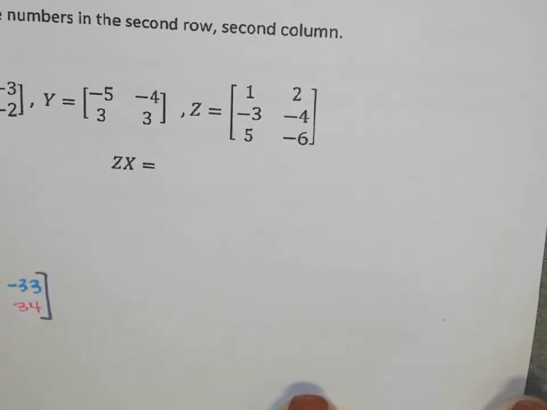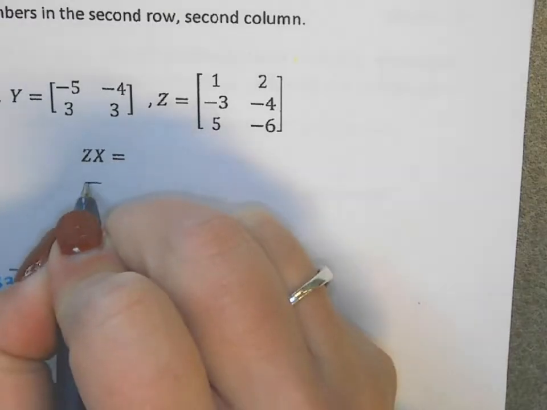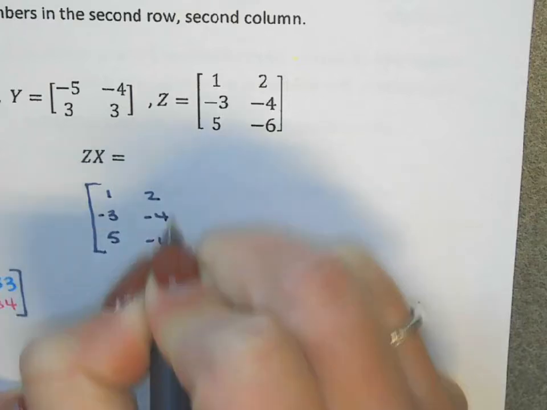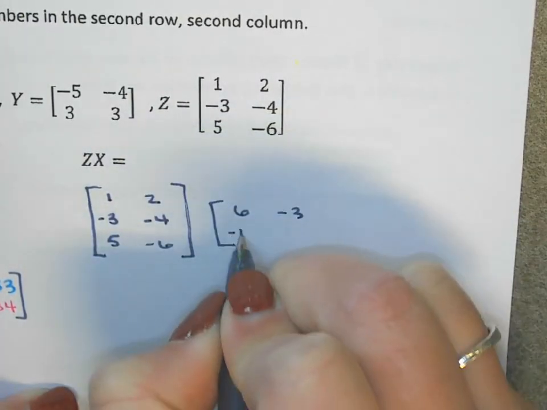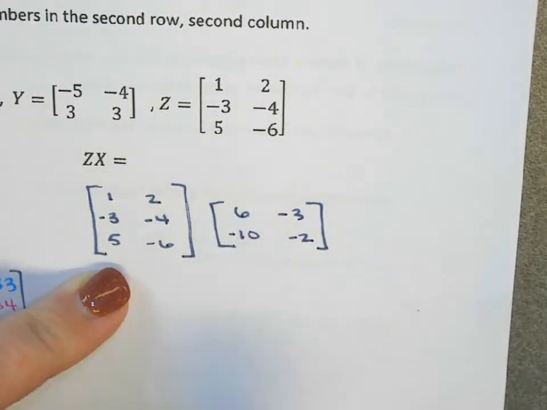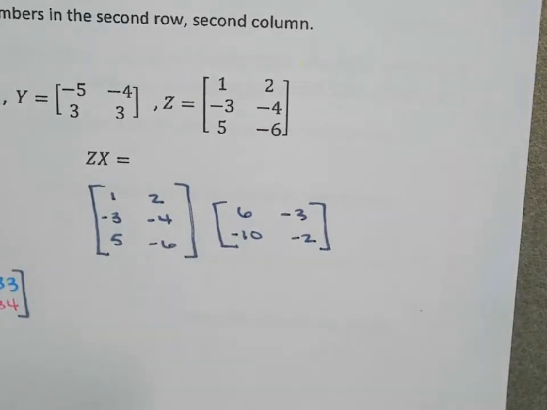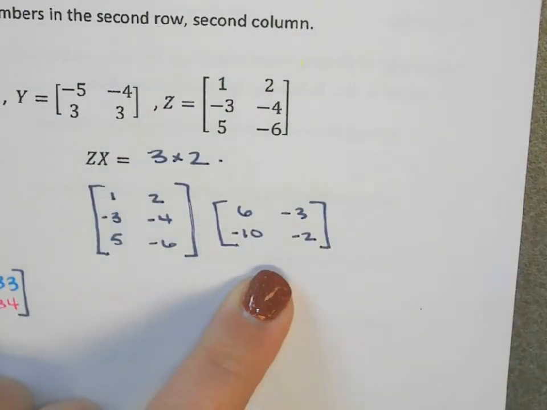Okay, so z times x. The first thing you're going to do is write out the problem. Z is 1, 2, negative 3, negative 4, 5, negative 6. X is 6, negative 3, negative 10, negative 2. What are the dimensions of this first matrix? How many rows? How many columns? A 3 by 2. So I have a 3 by 2 times, what are the dimensions of the X matrix? 2 by 2.